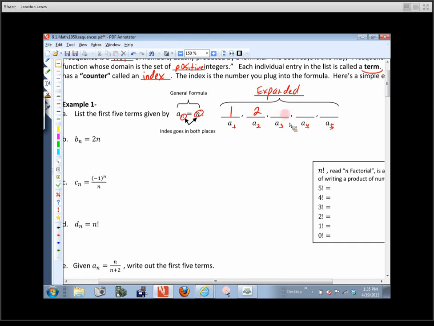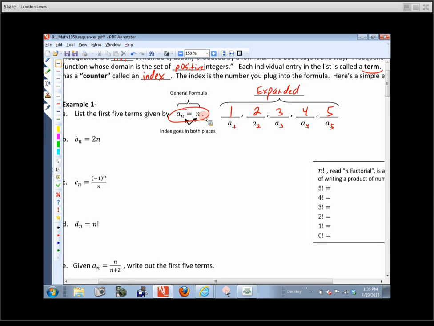Third term is 3. Fourth term is 4. Fifth term is 5. So if you'll notice this formula right here, it's a very simple formula. Whatever the index is, that's the term we're on. So if I wanted to know the 97th term, the 97th term is 97, okay?